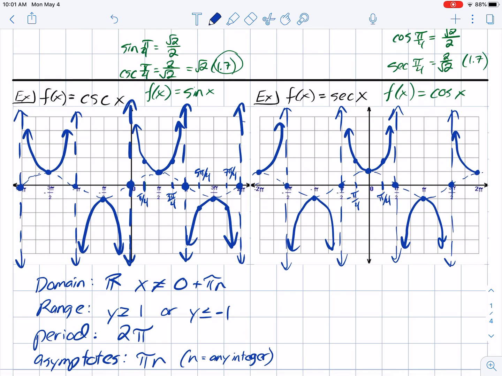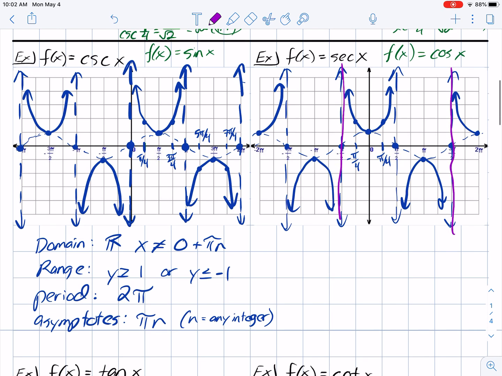Okay. You can hopefully see that the function is repeating your period length from -pi/2 to +3 pi/2, which is again a period length of 2 pi, just like the reciprocal. So period length of 2 pi. Range would be the same. The range is y is greater than or equal to 1, or less than or equal to -1.